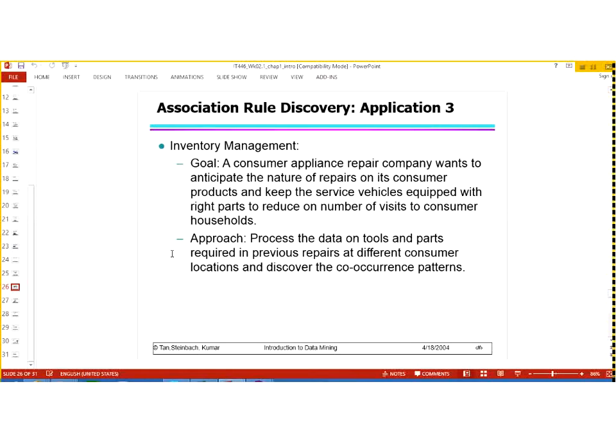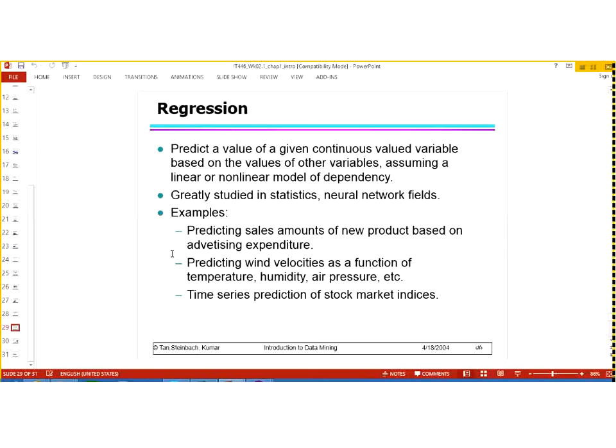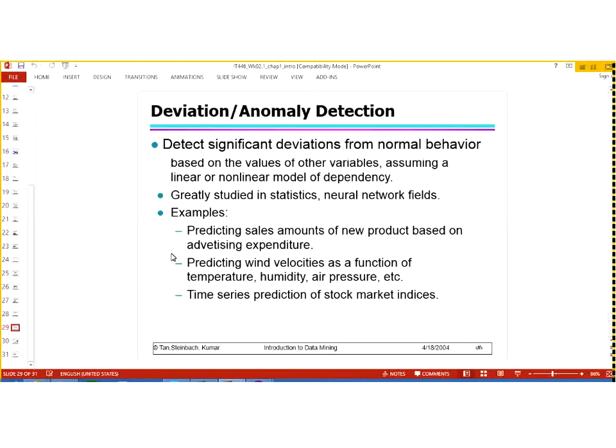Now, what is the difference again between association and sequential? Sequential is concerned more with time. So the events or the items do not occur together. Actually, we're searching here for sequential dependencies. What comes after what? All right?